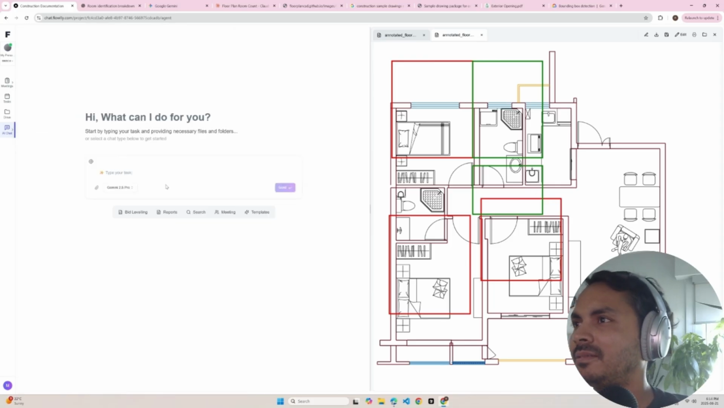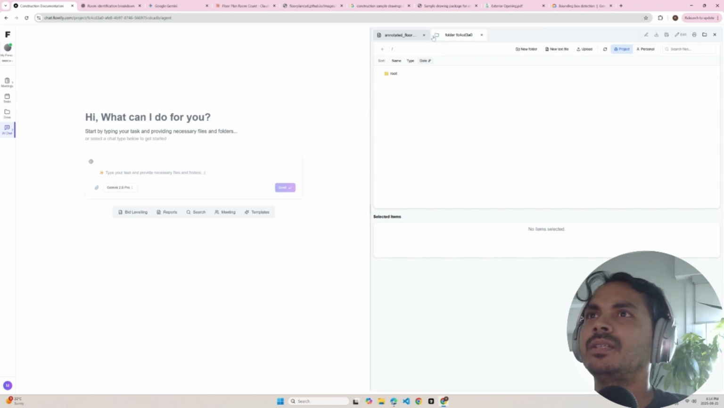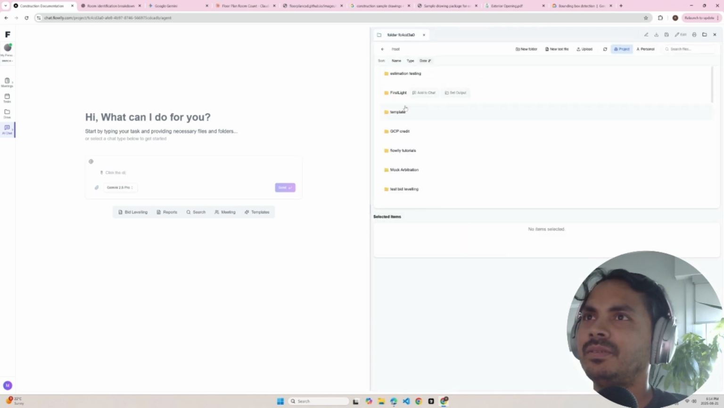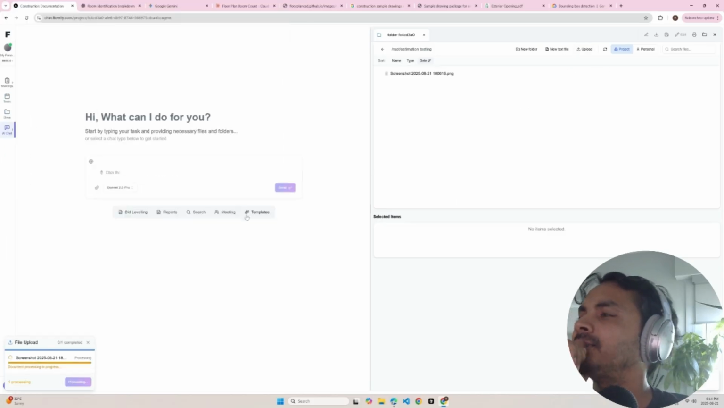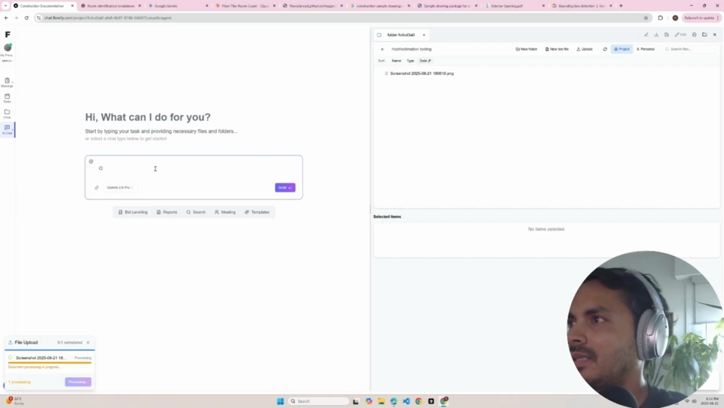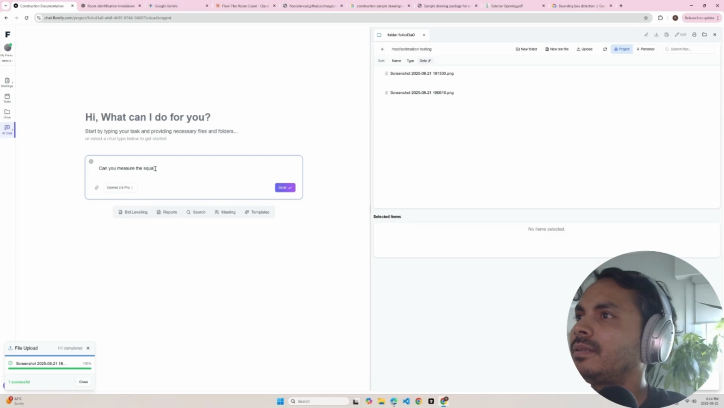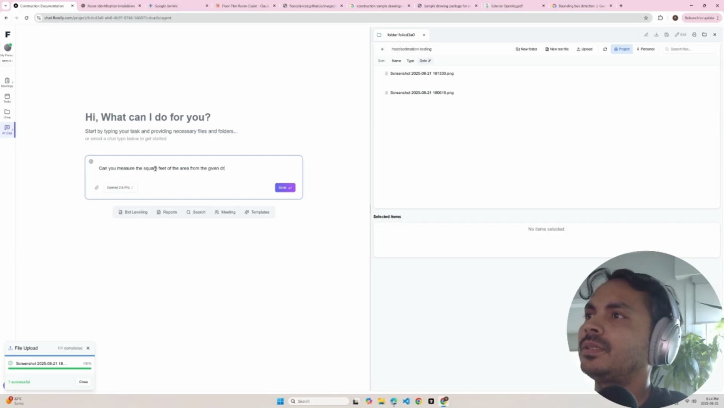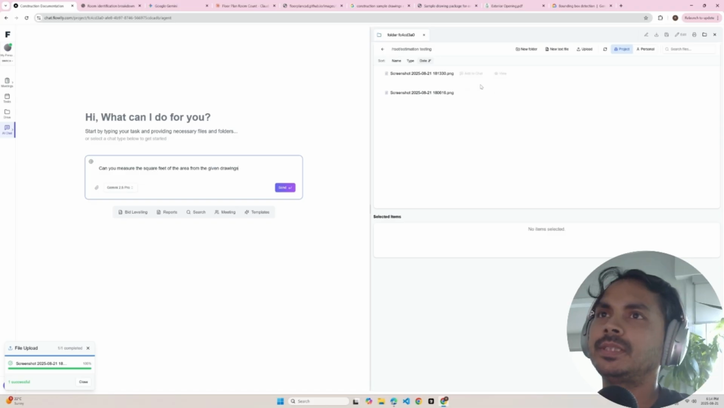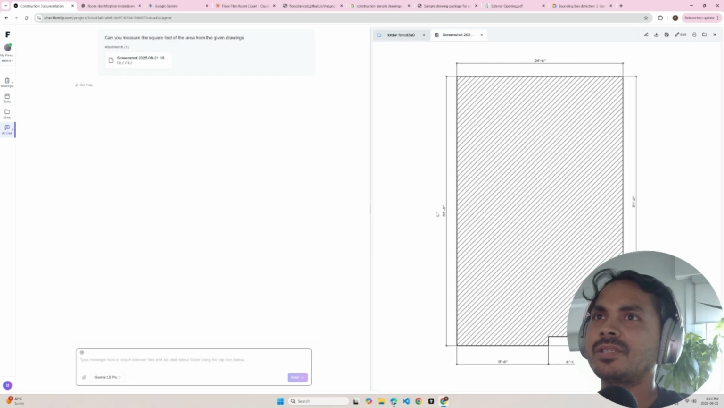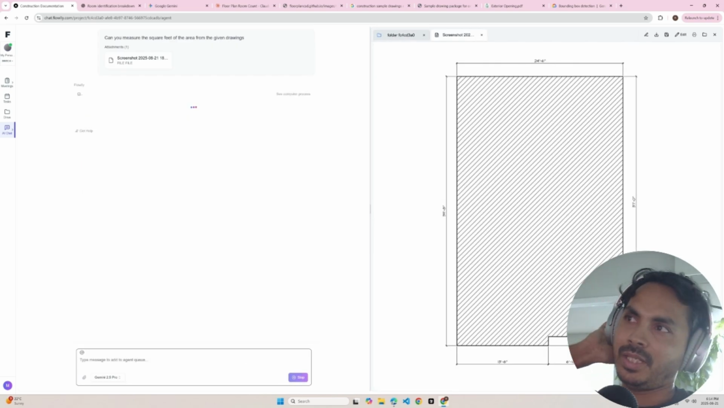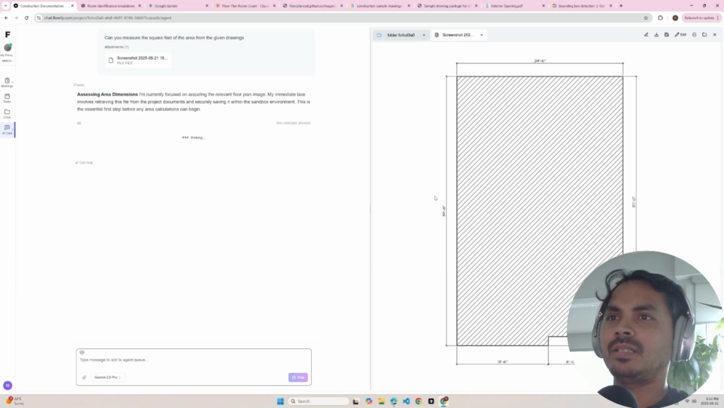Let me start a new chat, and I'm going to upload to this folder, the one we were working in, estimation testing, another file that I just uploaded. This is the drawing. So what I'm going to say is, can you give me the square feet of the area from the given drawing? Square feet is always the area. So is this the drawing? Yeah. Let's add that. This one has dimensions, so it should be pretty easy if it can understand what the dimensions of these things are.